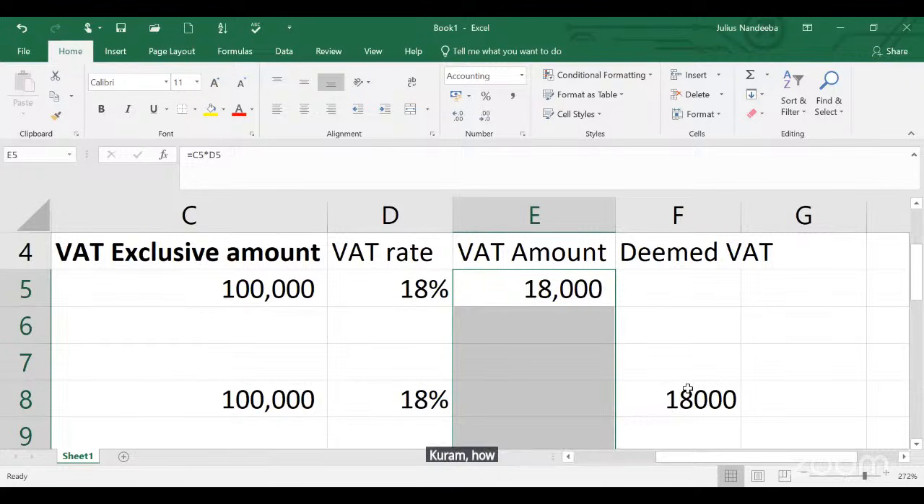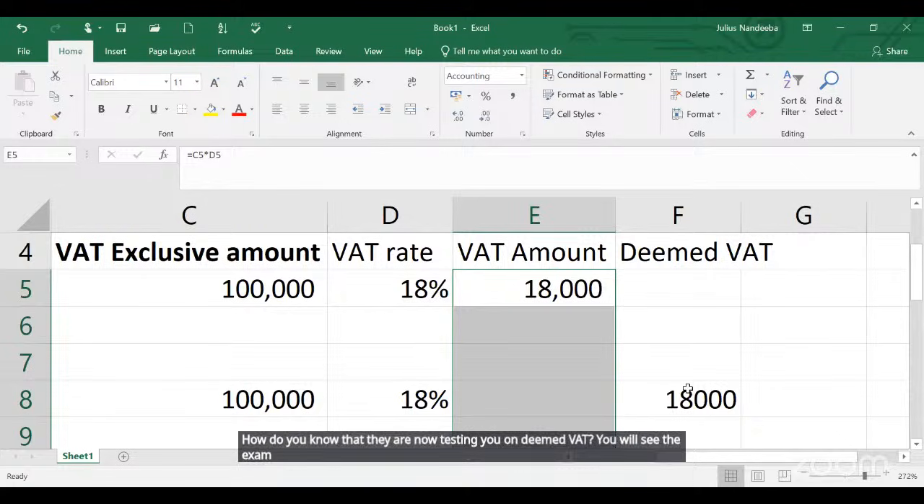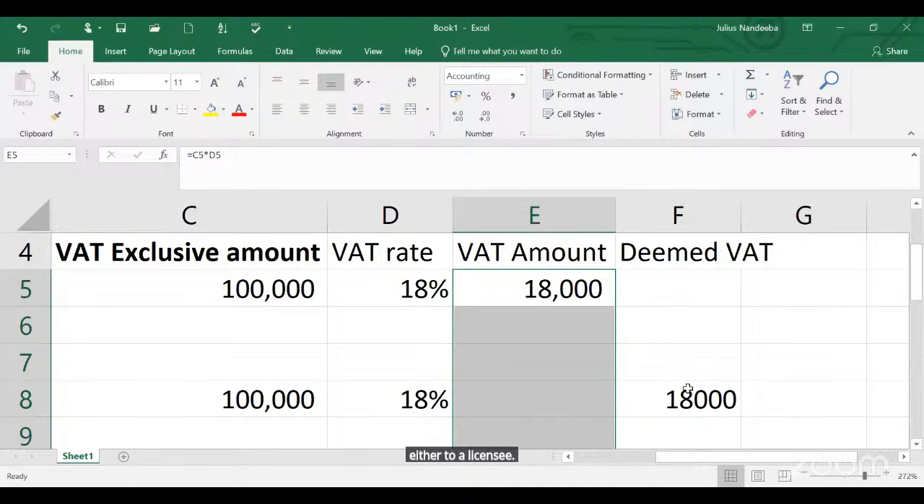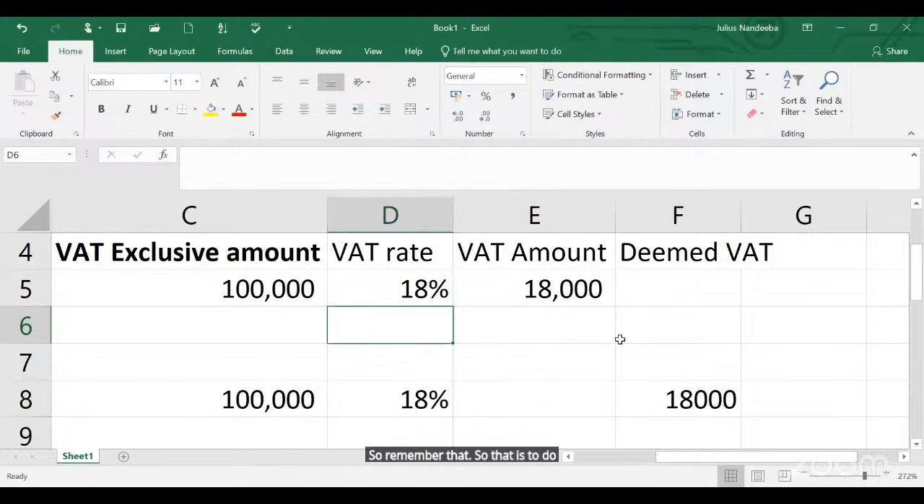How do you know that they are now testing you on deemed VAT? You'll see the examiner saying that you made a supply either to a licensee, or in an aid-funded project. Projects that are funded by donors or development partners are aid-funded projects. So remember that. That is to do with deemed VAT.